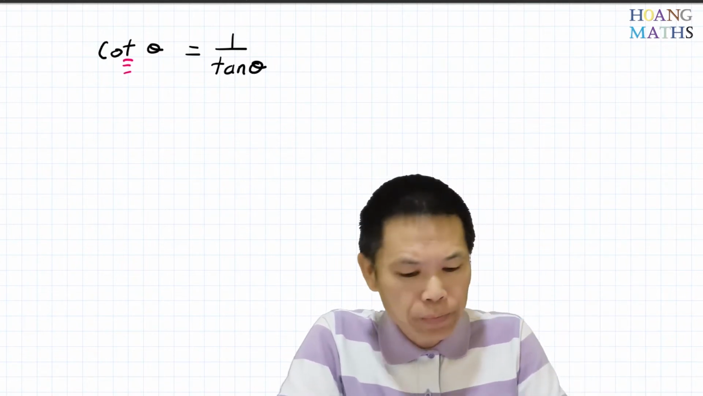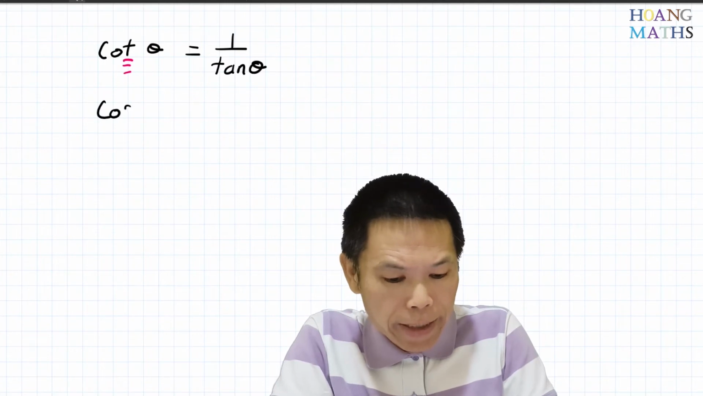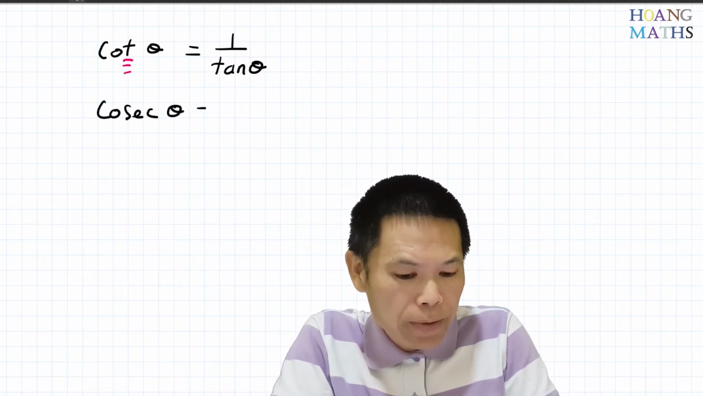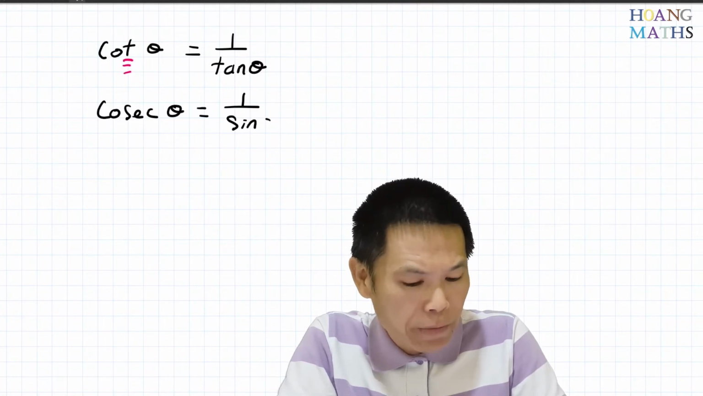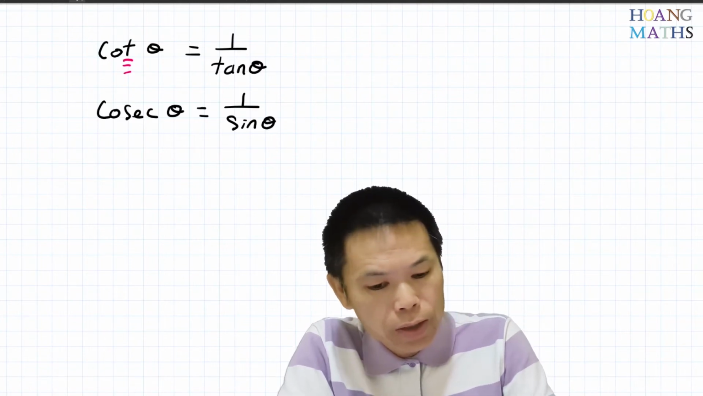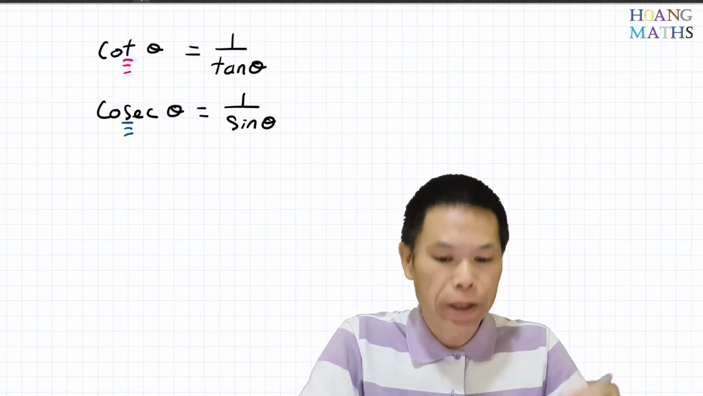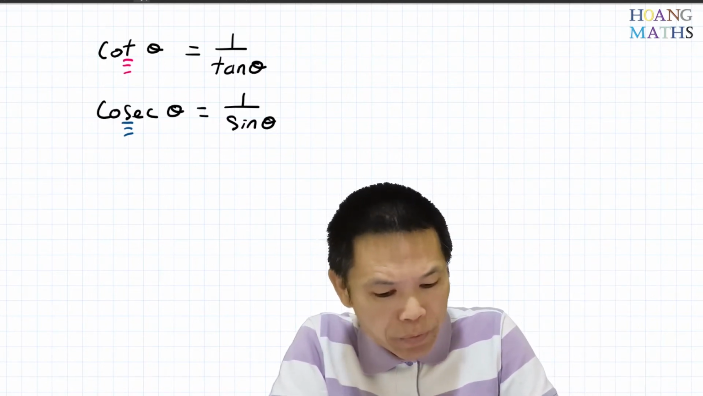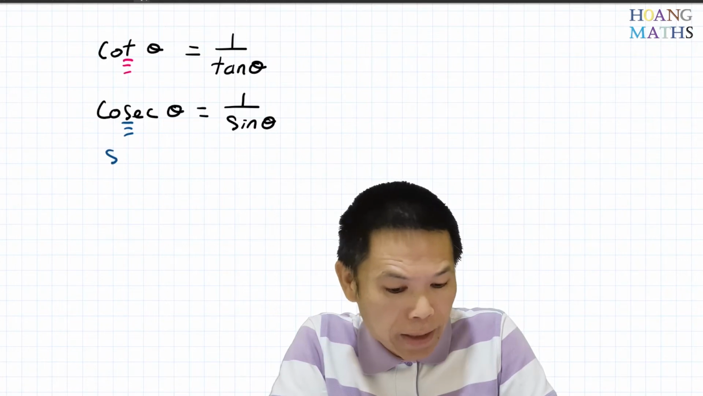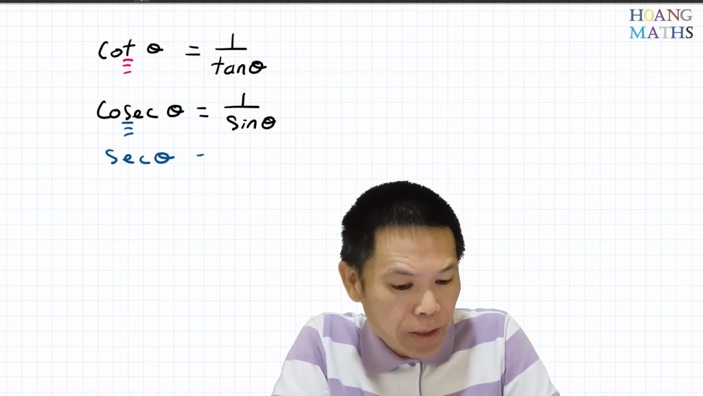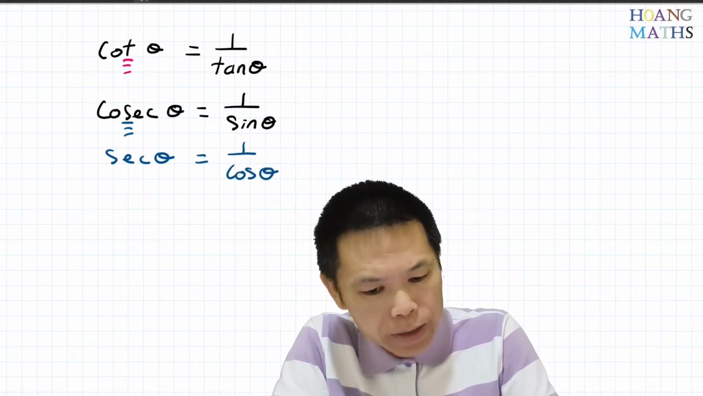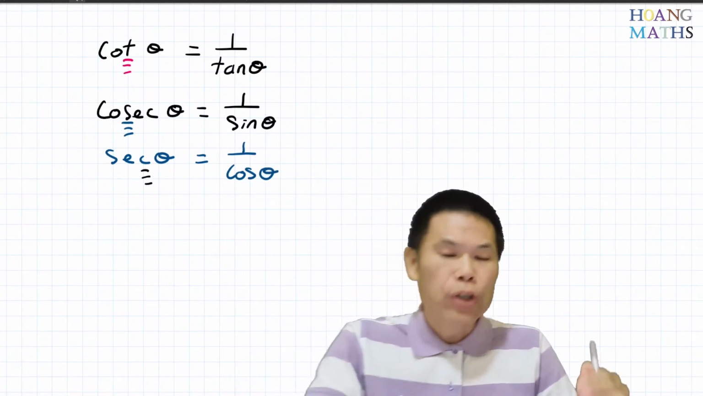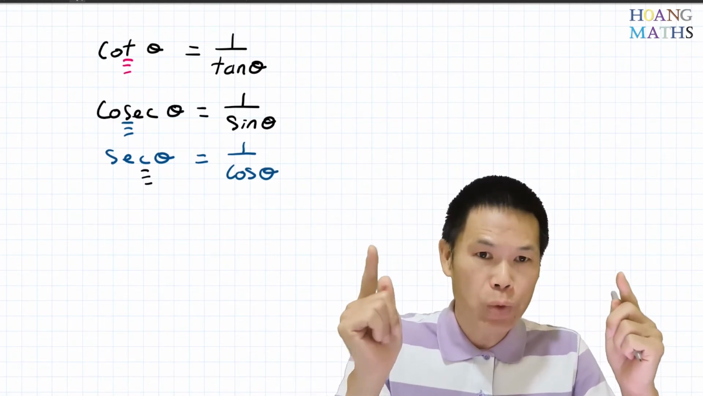And the other one is cosec of theta is equal to 1 over sine of theta. So this is the third letter to help you remember, S for sine. And the last one is sec of theta is equal to 1 over cos of theta. So this is the third letter as well. So please keep that in mind for me as well, okay?